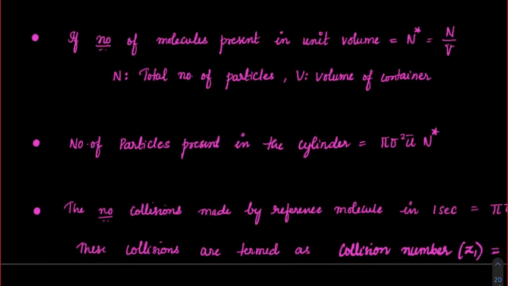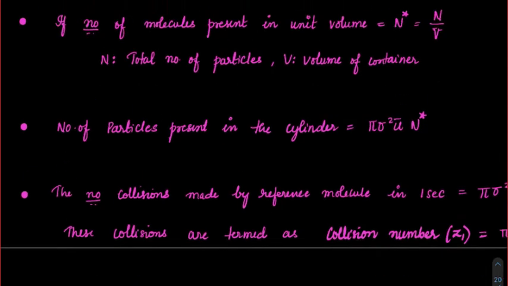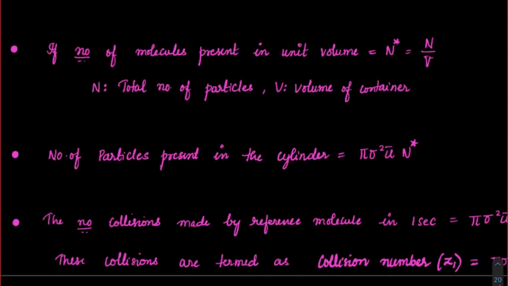Now read this. If the number of molecules present in a unit volume is n star, which is N by V, where N is the total number of particles and V is the volume, then n star is equal to N by V. Now, how many particles will be present in the cylinder? If n star is the number of particles per volume, then the number of particles present in the cylinder will be n star into volume.